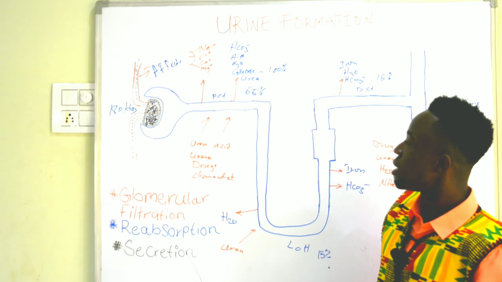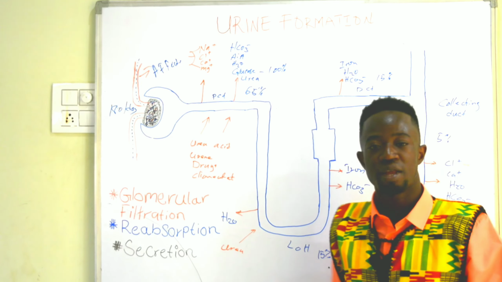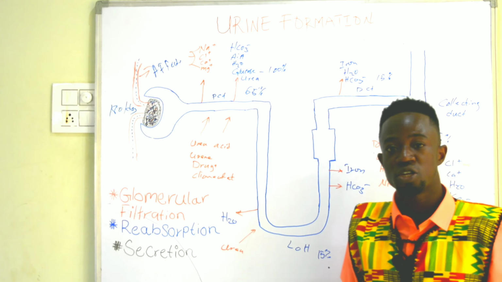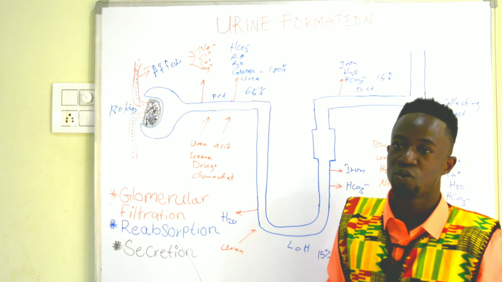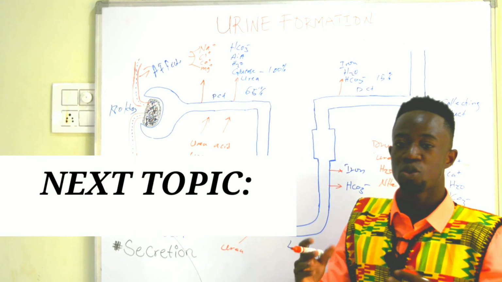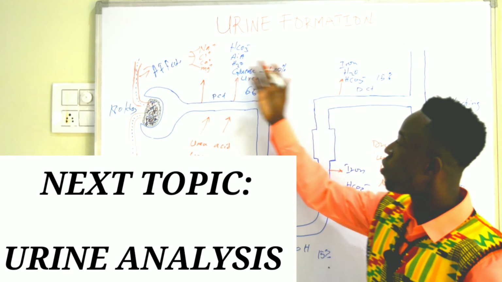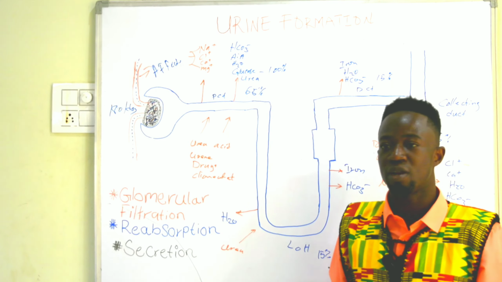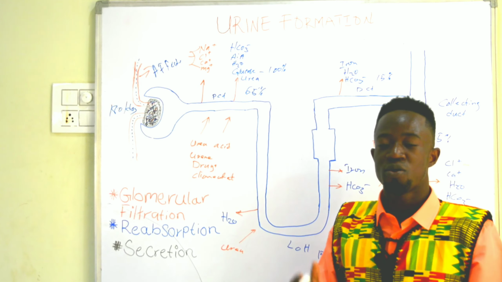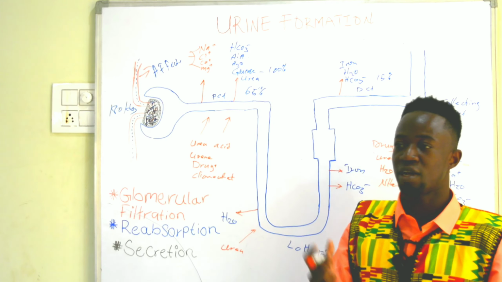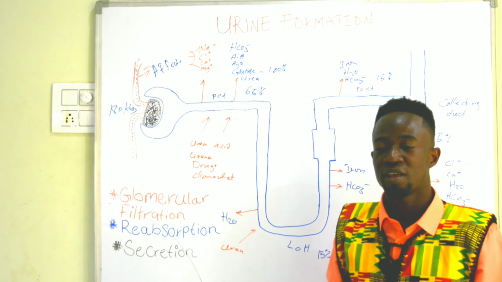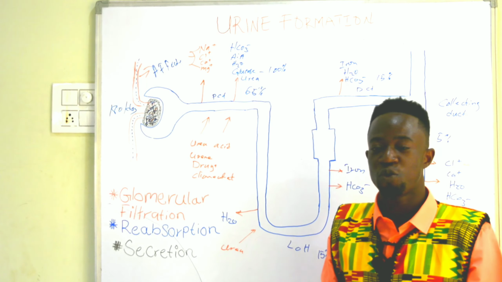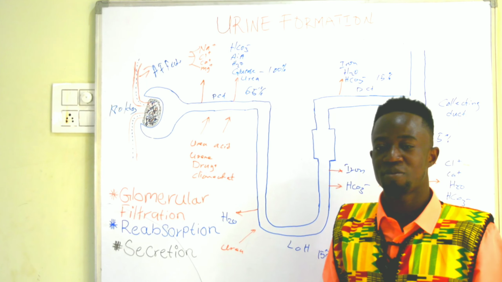So in this video, we've been talking about urine formation, where we talked about glomerular filtration, tubular reabsorption, and tubular secretion. In our next video, we will be talking about urine analysis. After all of these processes occur within the body, what do we expect of the urine? Where is the specific gravity of the urine? Where is the color of the urine? If you find a ketone within the urine, what are the indications? When blood is in the urine, what are the indications? So in our next video, we'll be looking at urine analysis.